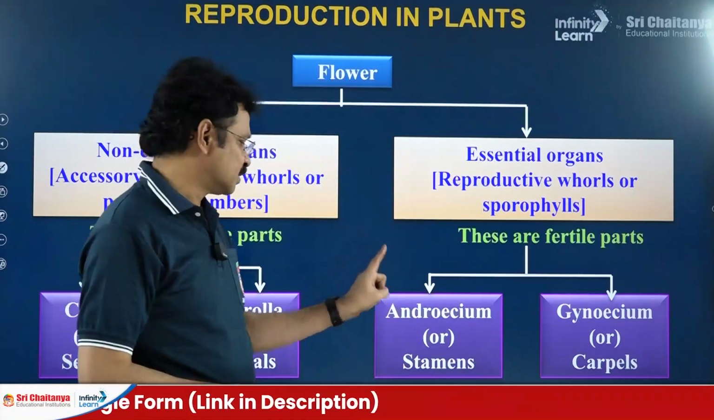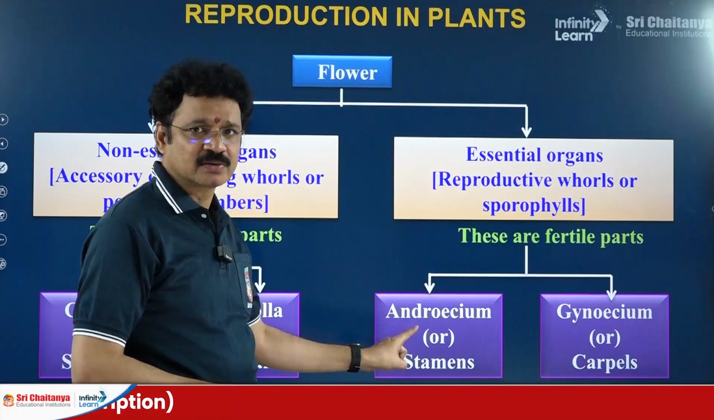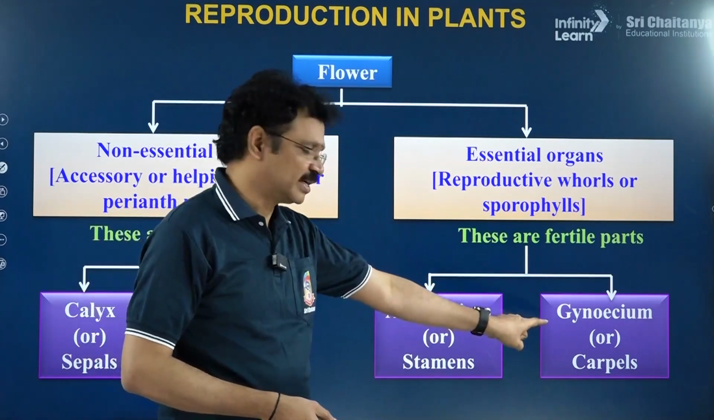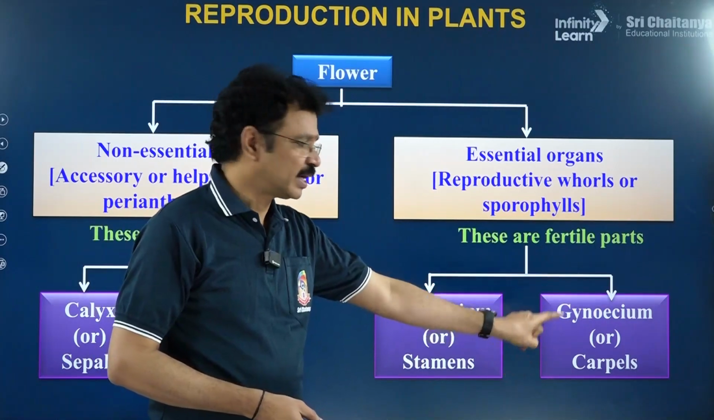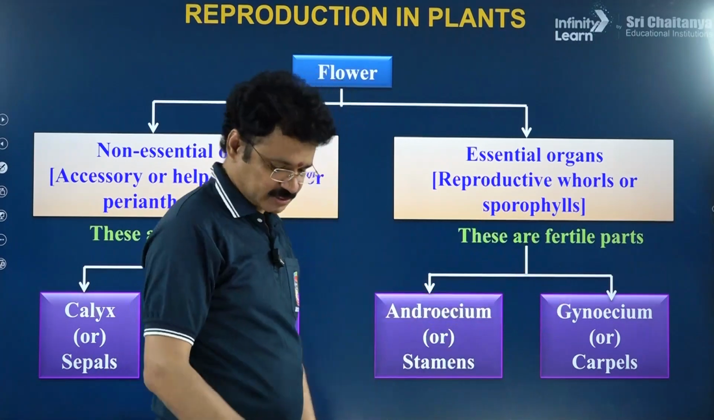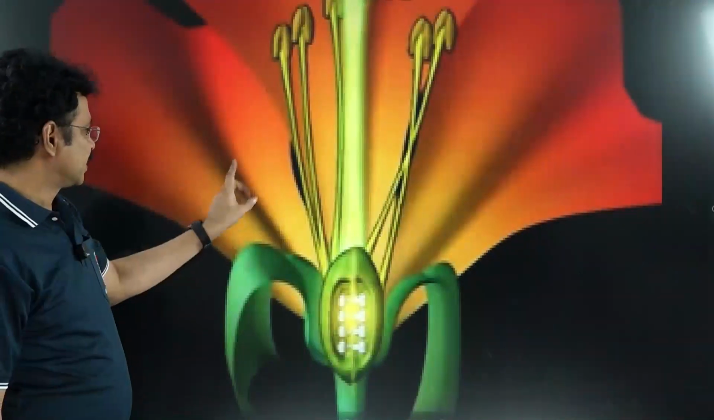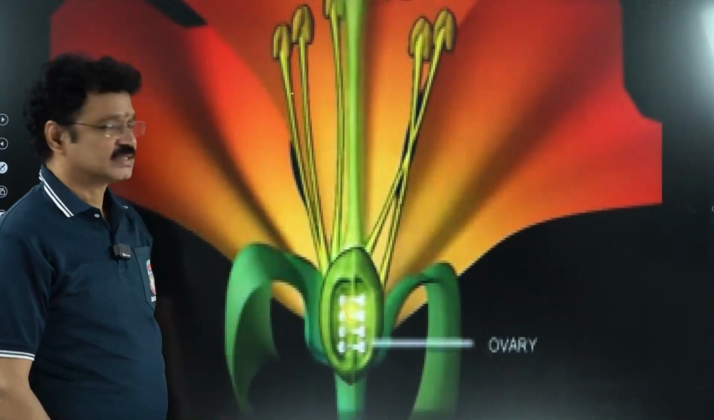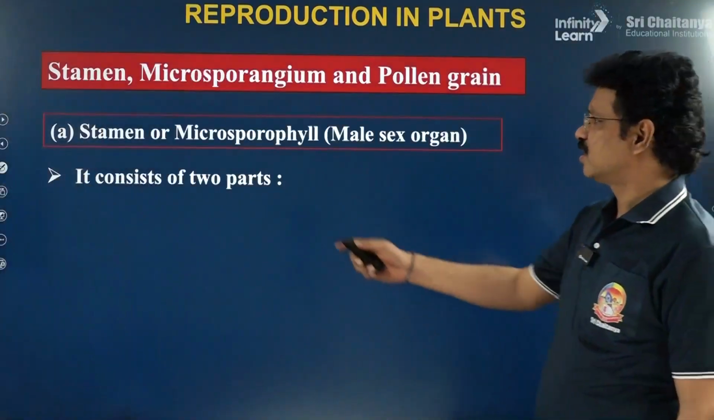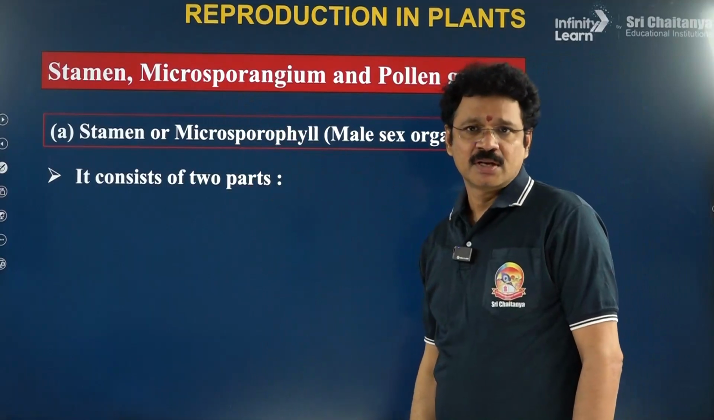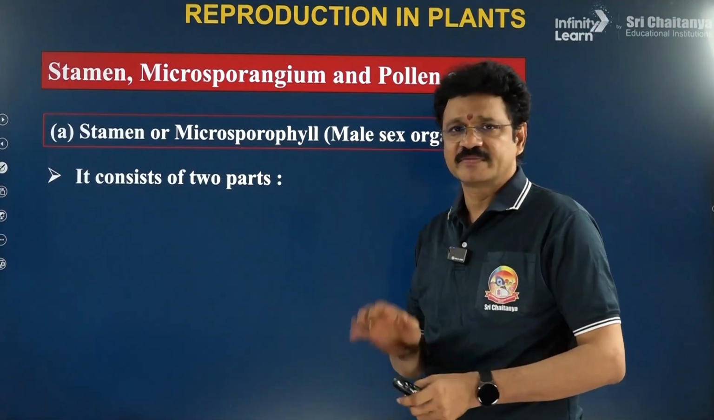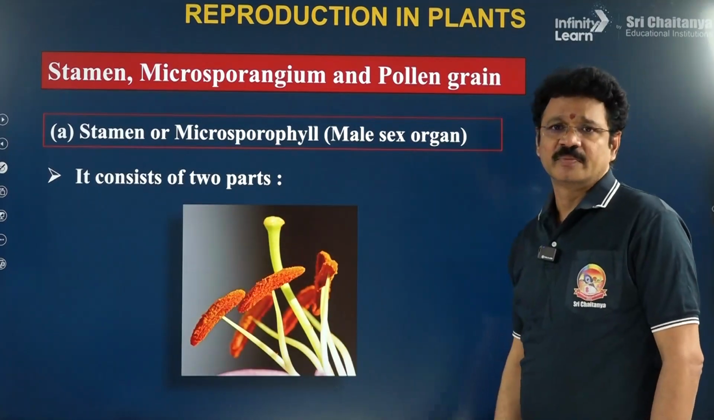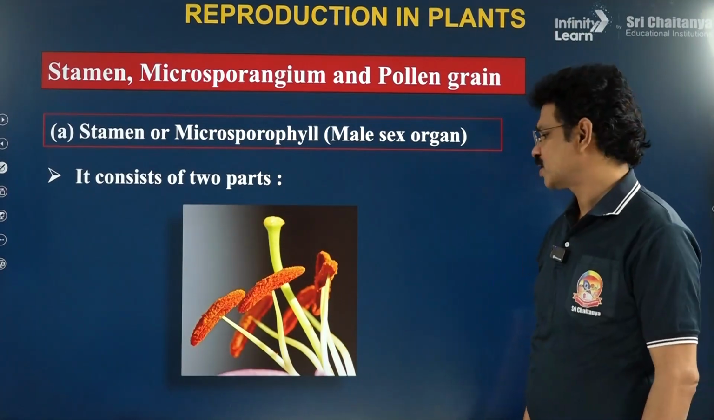The androecium is the site for microsporogenesis and development of male gametophyte, and gynoecium is the site for megasporogenesis and development of female gametophyte. In this flower, sepals and petals are non-essential, stamens and carpels are essential organs. Androecium consists of stamens. The number of stamens in a flower differs from species to species. Another name of the stamen is the microsporophyll. It is the male sex organ or male reproductive organ.